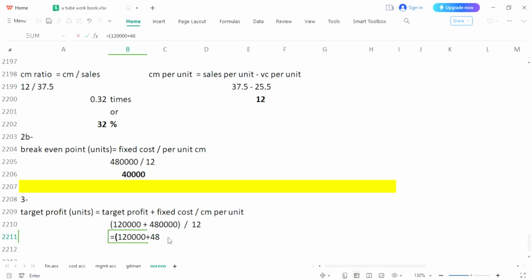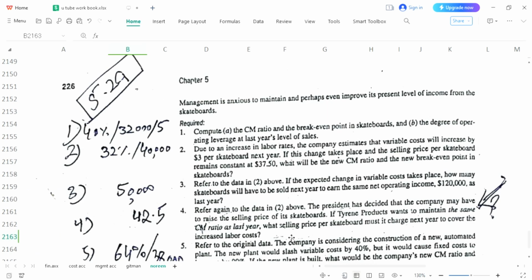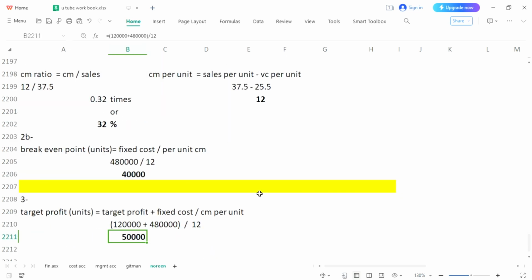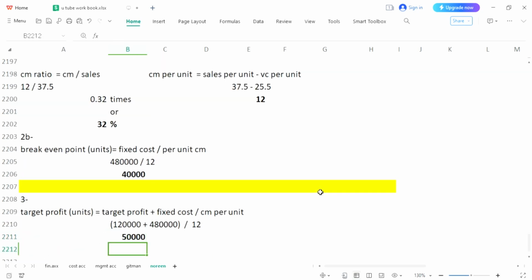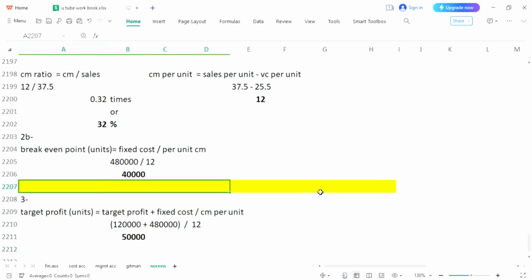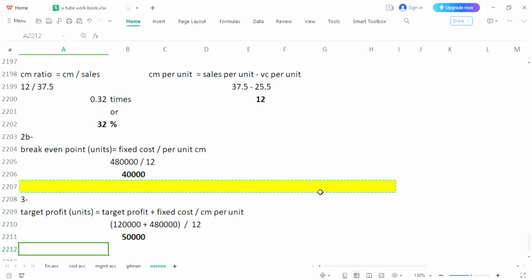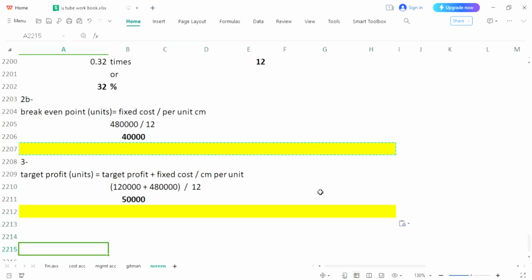Now we can put it on our calculator, 120,000 add 480,000. Then close your bracket, divided by 12. So this way you have calculated target profit units. Third point, and you can see the answer, 50,000 is written over here. Okay, that means third point, single answer, it means our third part is completed. You can put it over here. It's a completed part. Now we will be looking forward to the fourth part.